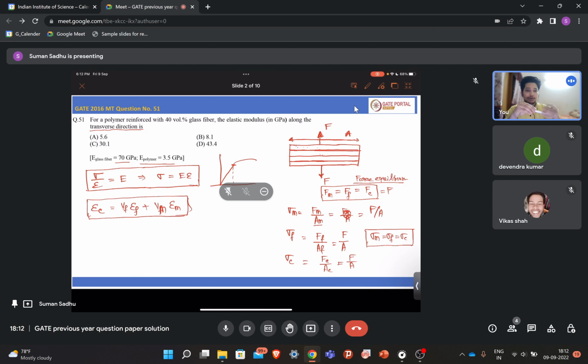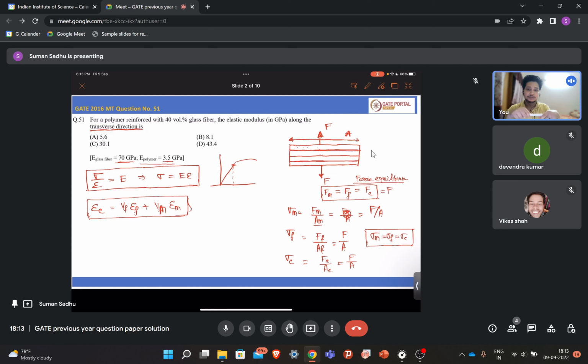So there, one is a matrix phase, which is relatively soft, and another one is the glass fiber or fiber phase, which is relatively hard. So you can see that the elastic modulus of the fiber is more as compared to the matrix. Now you can load this composite structure in two directions, either in the transverse direction or in the longitudinal direction. So here in this question they ask in the transverse direction.